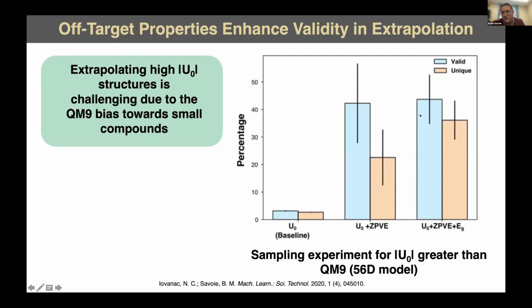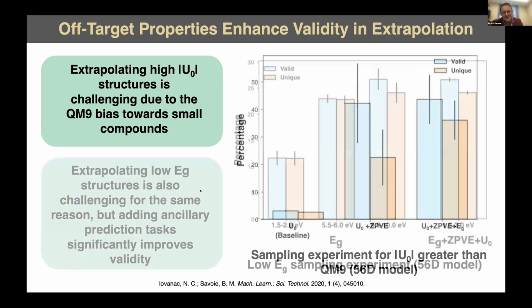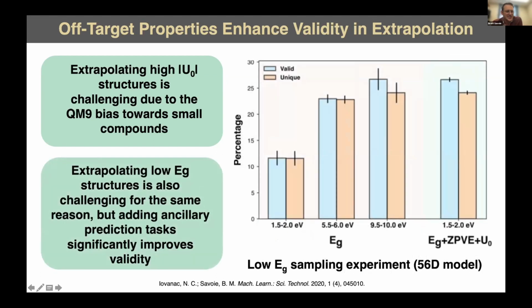Okay, so this is a huge improvement because we taught it something about other chemical properties that, we would argue, filled the latent space with more realistic structures. Another extrapolation task here is extrapolating the low band gap structures. That's also extremely challenging because these are really small molecules in QM9, so there's not a lot of low band gap structures. But if you look at the low band gap extrapolation, it's around 12%. And then once we also train a model on 0-point vibrational energy and internal energy, it jumps up to 25%.